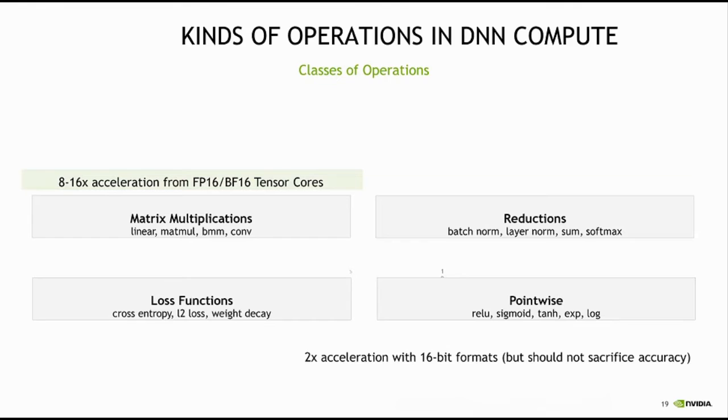So the point that I'm trying to bring out here is that most of the juice in terms of optimization essentially comes from these matrix multiplication operations. We see about 8 to 16x acceleration in the overall performance using FP16 and bfloat16 tensor cores. But don't worry about these terms; I'll try to demystify them in the upcoming slides.